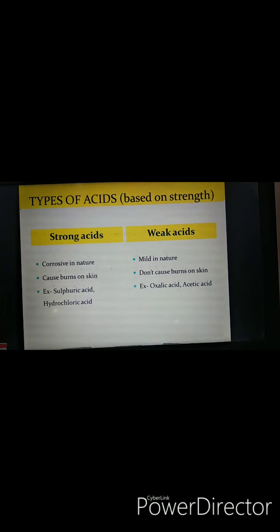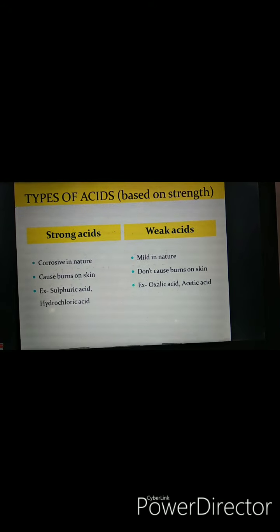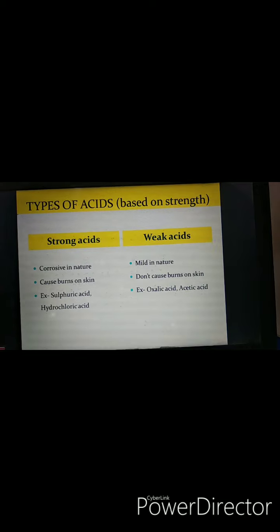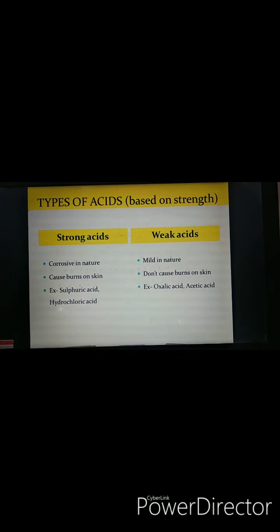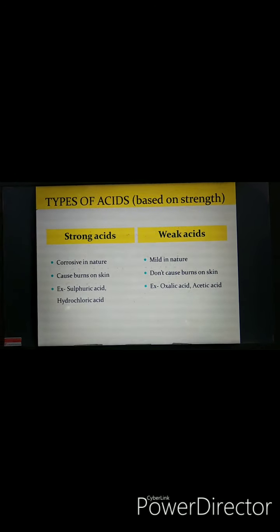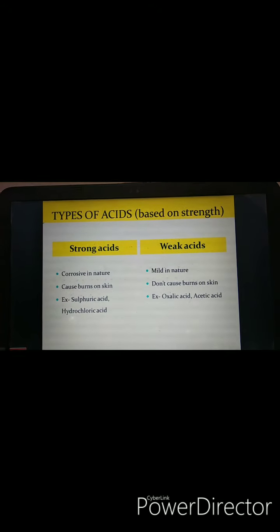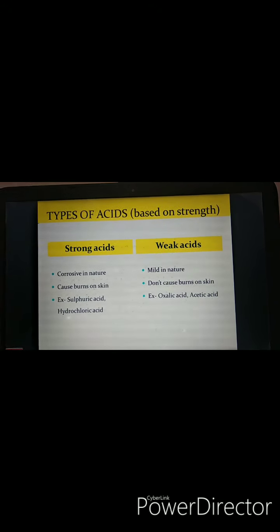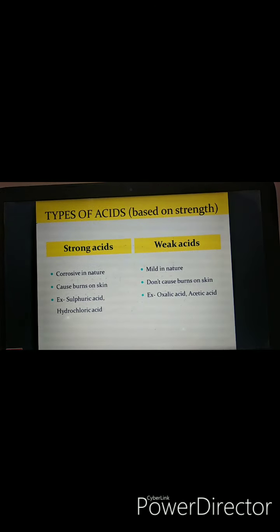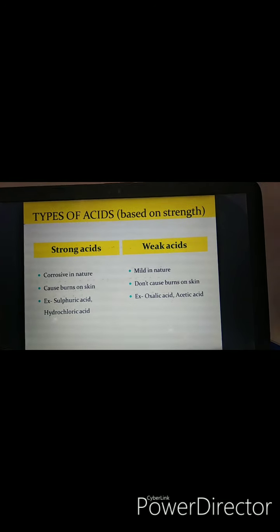They are the strong acids and the weak acids. Strong acids are corrosive in nature. If you put some strong acid on the floor, it can corrode the floor. Have you heard about acid rain and the marble cancer of the Taj Mahal? The marble, the shining of the Taj Mahal, is degrading day by day due to acid rain. That acid rain contains nitrogen oxides and some sulfuric acids. Nitric acid and sulfuric acid are strong acids.